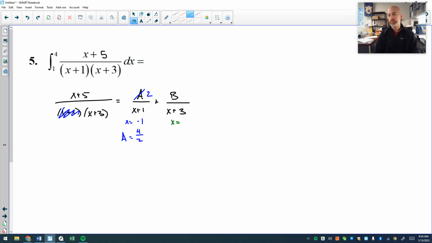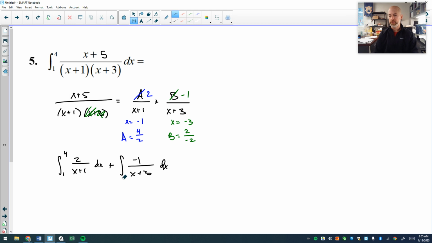My b, I need to plug in -3 for everything except the x plus 3. So let's do that. And b ends up being -3 plus 5 is 2. -3 plus 1 is -2. And b ends up being -1. So we end up with the antiderivative from 1 to 4 of 2 over x plus 1 minus the antiderivative. Actually, I'll do plus -1 over x plus 3. And that is also from 1 to 4.